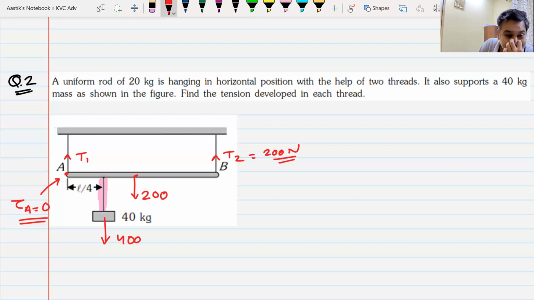Do we understand this, or has this gone above your head saying bye bye? Bye bye, don't worry about me, I'm gone. You understand this? Once you get the value of T2 as 200 newtons, you should get the value of T1 as 400 newtons. Yes or no?